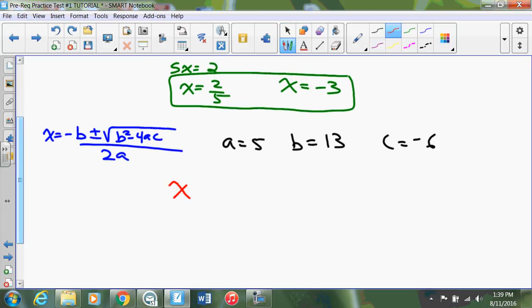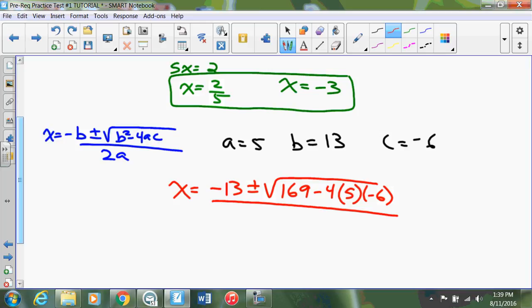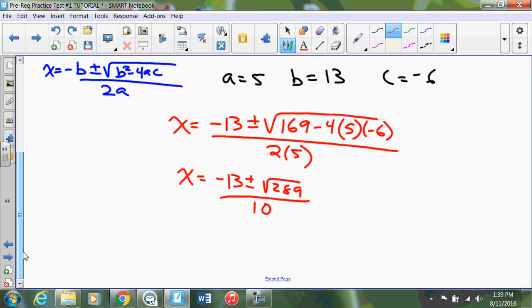Let's see, x equals negative b, that's going to be negative 13, plus or minus square root of 13 squared, which is going to be 169, minus 4 times 5 times negative 6, all over 2 times a, 2 times 5. You can plug this into your calculator. You can use a scientific calculator for this test. You could plug the whole thing into your calculator, or I kind of like to break it down, and this is going to be the square root of 289, all over 10.